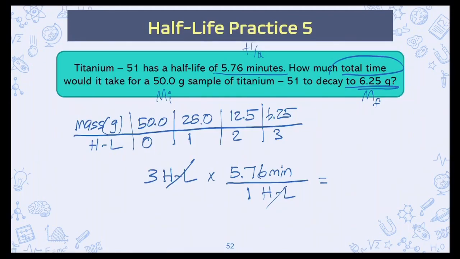Pause the video to see if you can calculate this on your own. 3 times 5.76 is 17.28. We're going to go ahead and round that to 17.3. The half-lives cancel, and we end up with minutes. So 17.3 minutes is the total time.